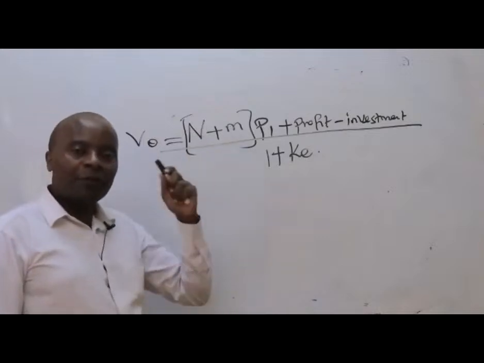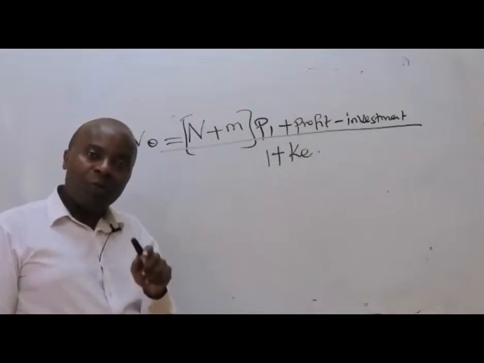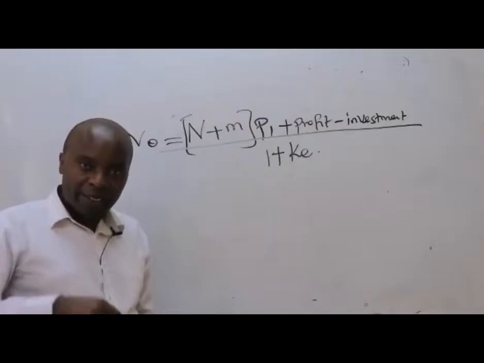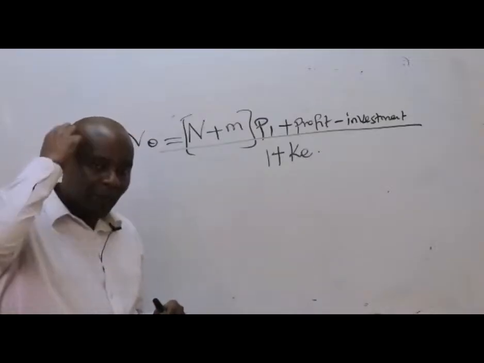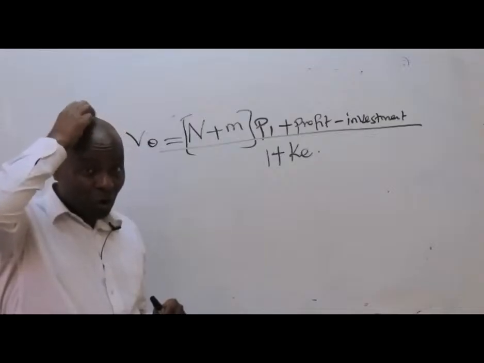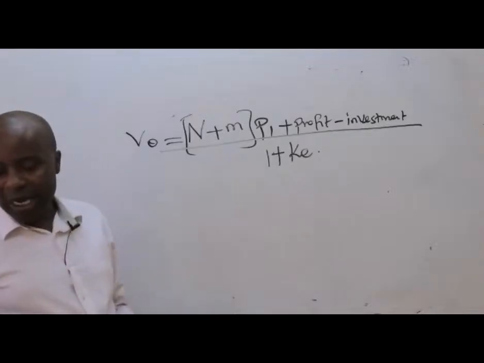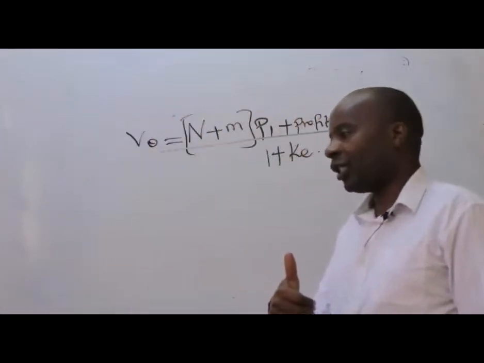This M stands for the old number of shares. I would want feedback from you. Have you been able to write that N stands for new shares, and M stands for what here, somebody? M stands for the old number of shares, or current number of shares. Thank you very much.